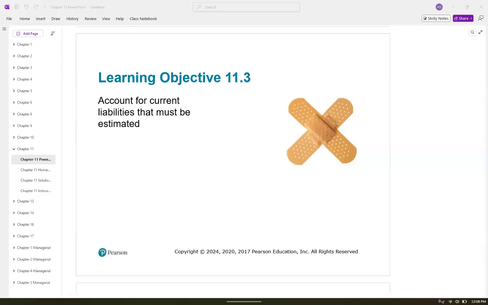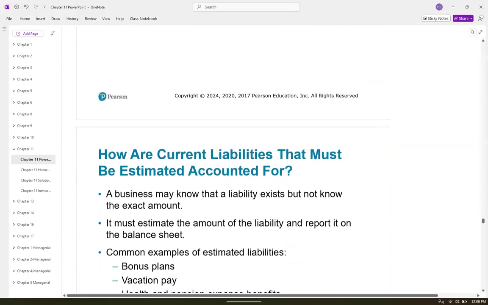All right, we're going to pick up on learning objective 11.3, and we're going to do 11.3 and 11.4 in this video. Okay, for this first one is accounting for liabilities that are to be estimated. Remember, I made a point on that first one about known liabilities. These are ones we don't really know how much.